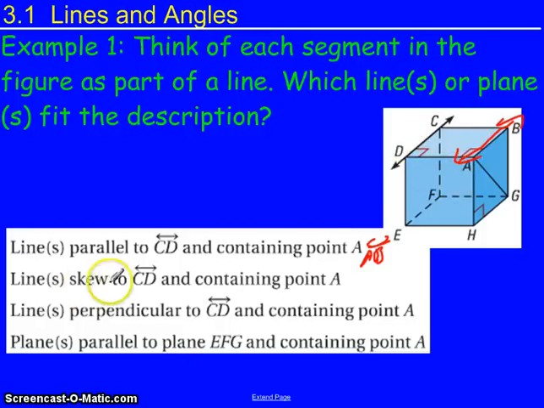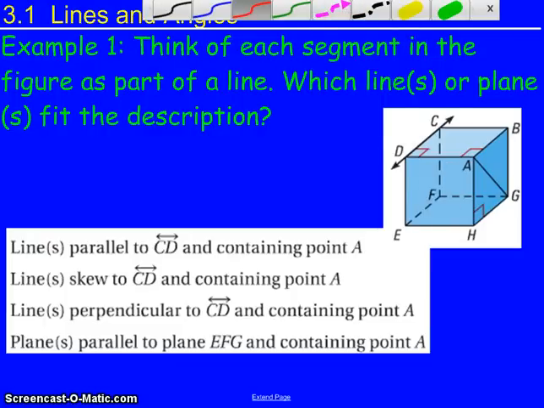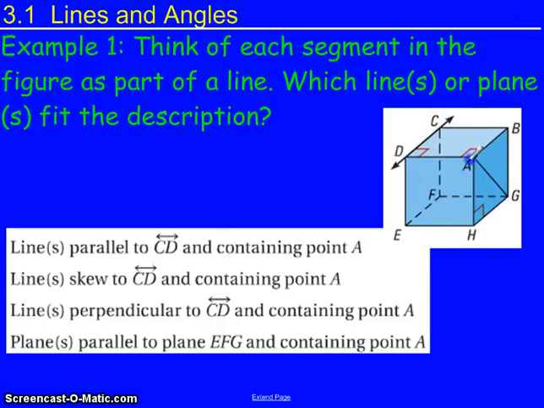Now it wants us to find a skew line to CD that contains point A. So I'm going to erase my old work here real quick. All right, so here's CD again. It's marked in the picture for us. Here's our point A, and now we want one that wouldn't be in the same plane, so we wouldn't want it to be on this top right here. So we're looking for other lines that go through point A that wouldn't be able to be fit on a sheet of paper with line CD. So it looks like this line right here would never intersect with line CD, and I couldn't fit that on the same sheet of paper.